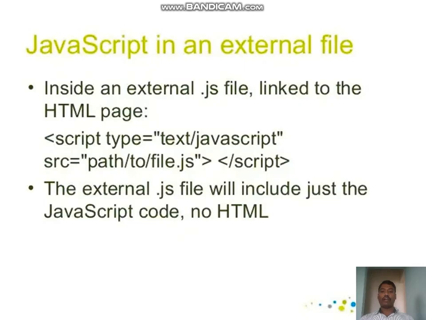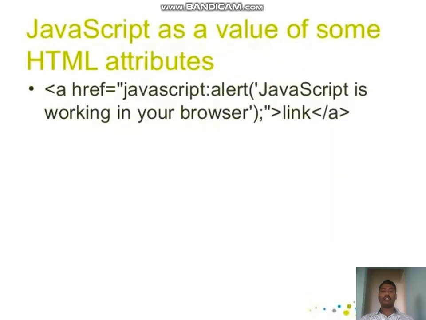JavaScript in an external file: the external.js file linked to the HTML page. The external.js file will include just the JavaScript code, no HTML. And this .js file you can connect to the HTML file. JavaScript as the value of some HTML attributes: you can use the href value as a JavaScript alert message. JavaScript works in your browser or links to that file.